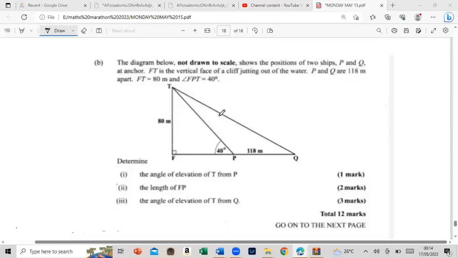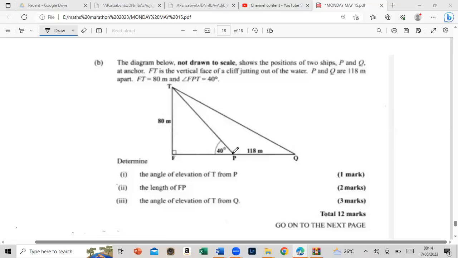Alright, so this will be the last one. It says the diagram below, drawn to scale, shows the position of two ships P and Q on the water. FT is the vertical face of the cliff jutting out of the water. P and Q are 118 meters apart. FT equals 80 meters. Angle FPT is 40 degrees, and it says determine the angle of elevation of T from P.